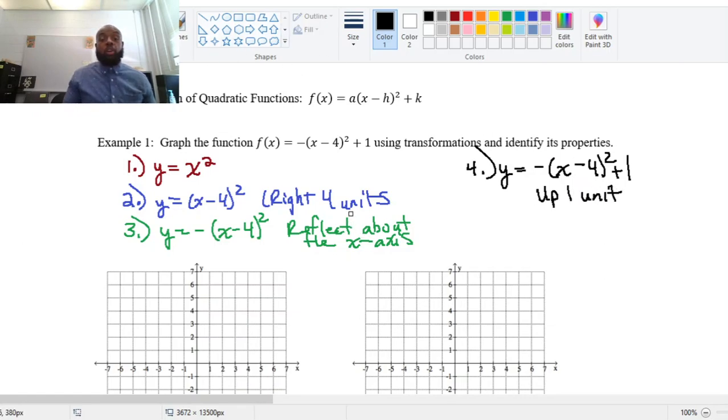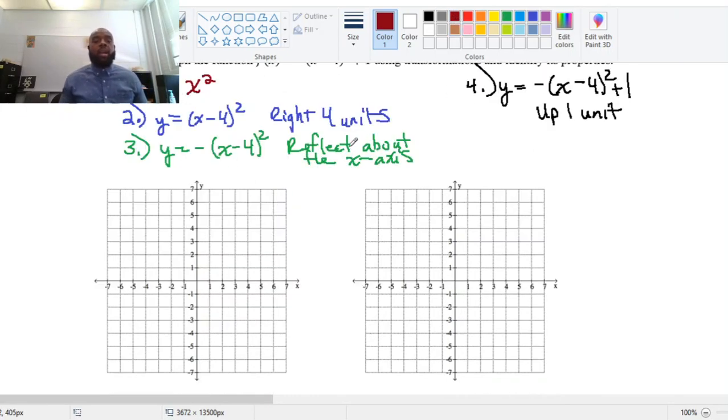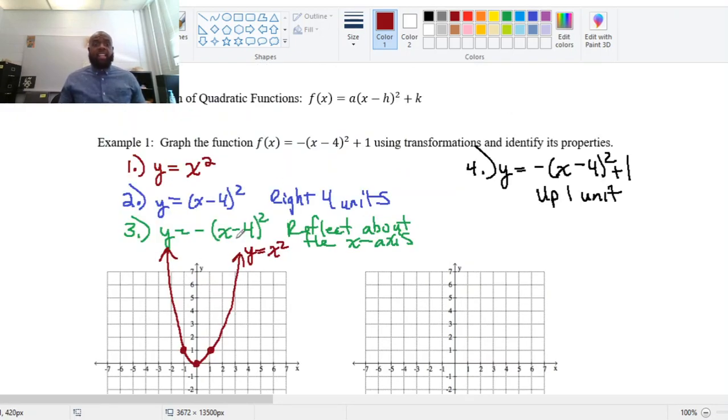And so I'm going to go ahead and start. I'm going to try to do these transformations using these colors here. And so for y equals x squared, I'm going to remember that I'm going to plot at least 3 points. And as we can remember, we have a parabola that looks something like this. It's not drawn to scale or whatever. As long as it goes through those points, I'm happy. And so I have my first parent function.